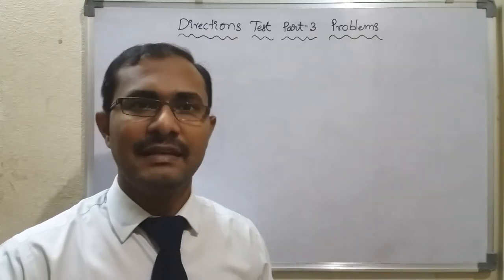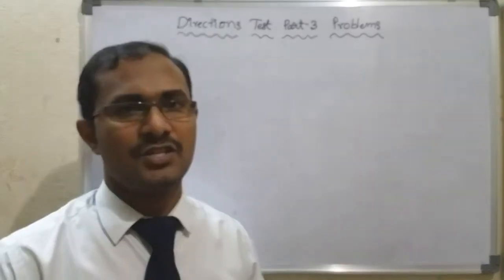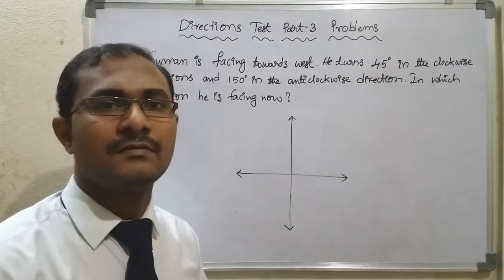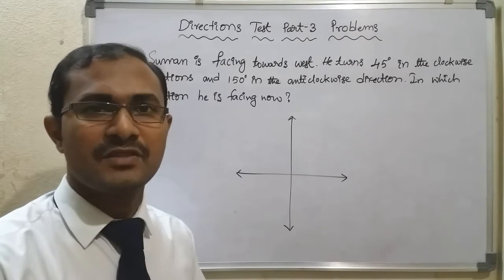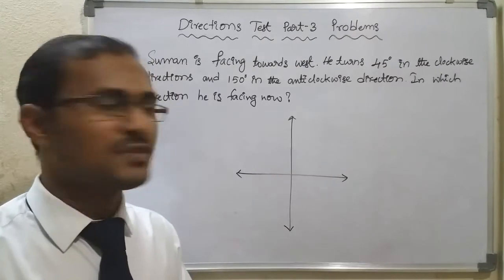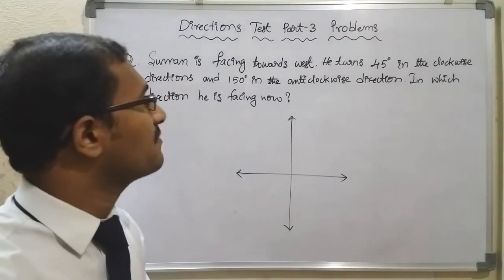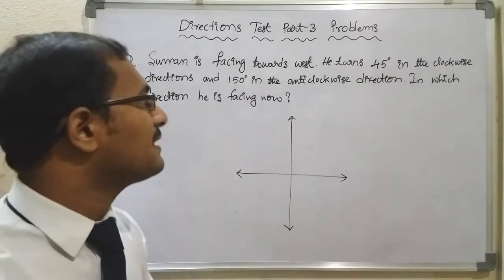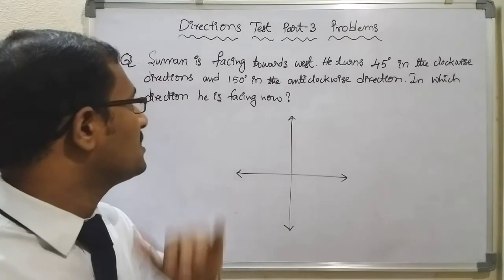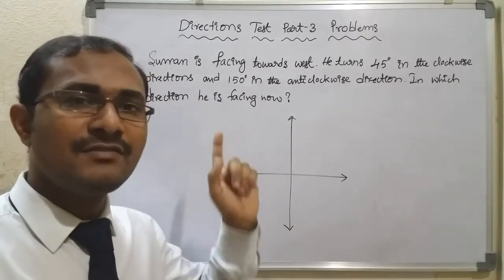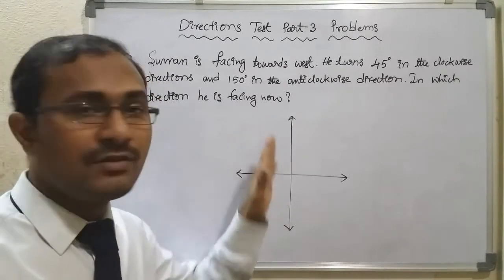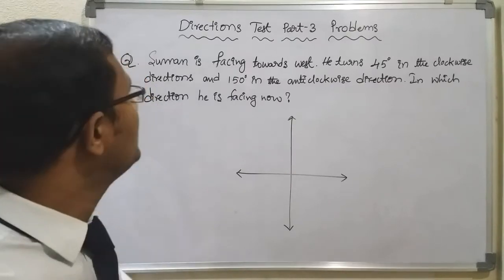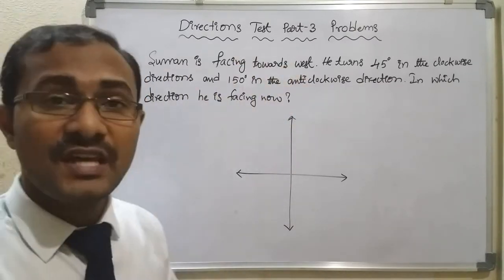Okay, so let us see problems based on rotation. Let us see one simple question based on rotation. So here Suman is facing towards the west direction and he turns 45 degrees in the clockwise direction and 150 degrees in the anti-clockwise direction. In which direction is he facing now? In order to answer these types of questions, we have to follow standard directions. First of all, Suman is facing towards which direction?